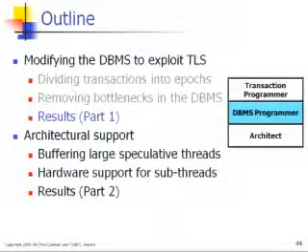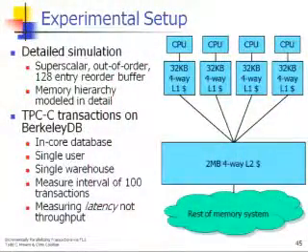OK, so now I'm going to show you some performance results here. So we simulated a quad-core processor. It was an out-of-order superscalar. Here's the memory hierarchy that we were modeling. We were running TPC-C in core. We weren't worried about disk accesses. So we're also measuring the latency of a transaction, not its throughput.